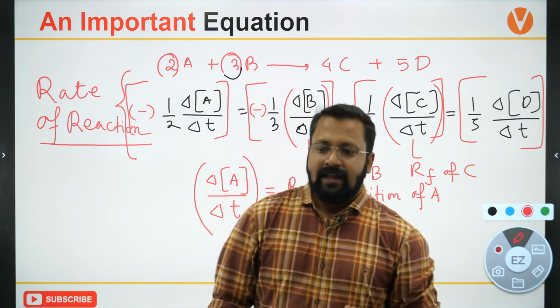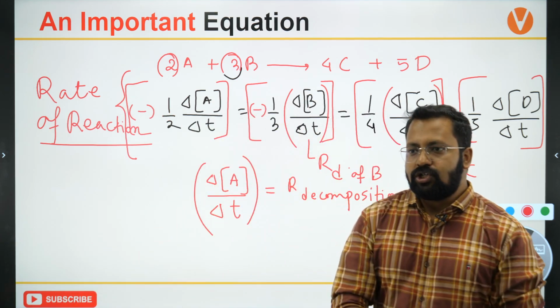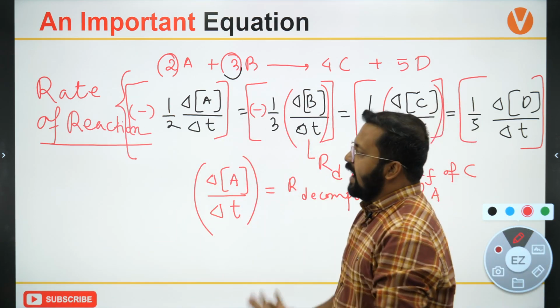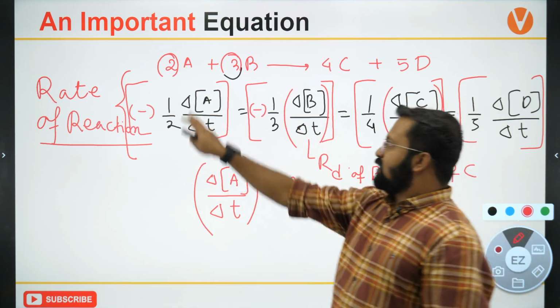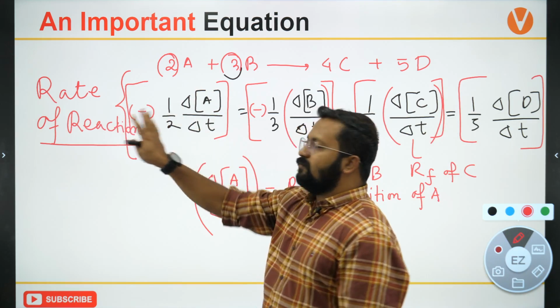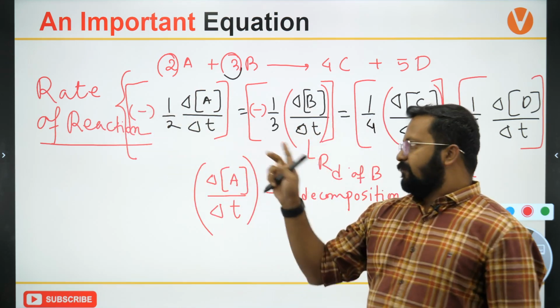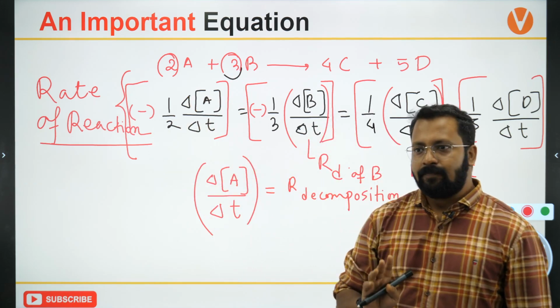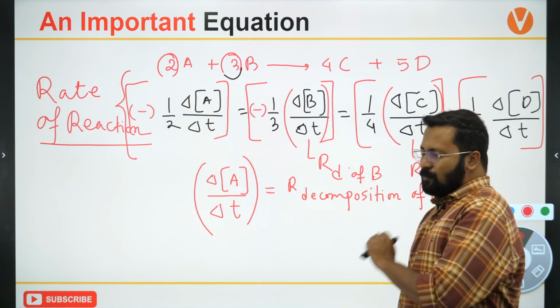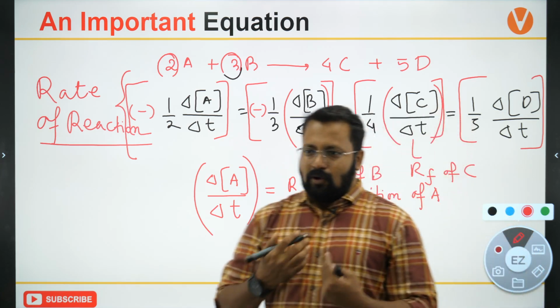When would the rate of decomposition and rate of reaction be equal? When this prefix is 1. If this prefix is 1, then only they will be equal. If the prefix is not 1, they will not be equal. Clear? It is basic maths, there is no complication in this.